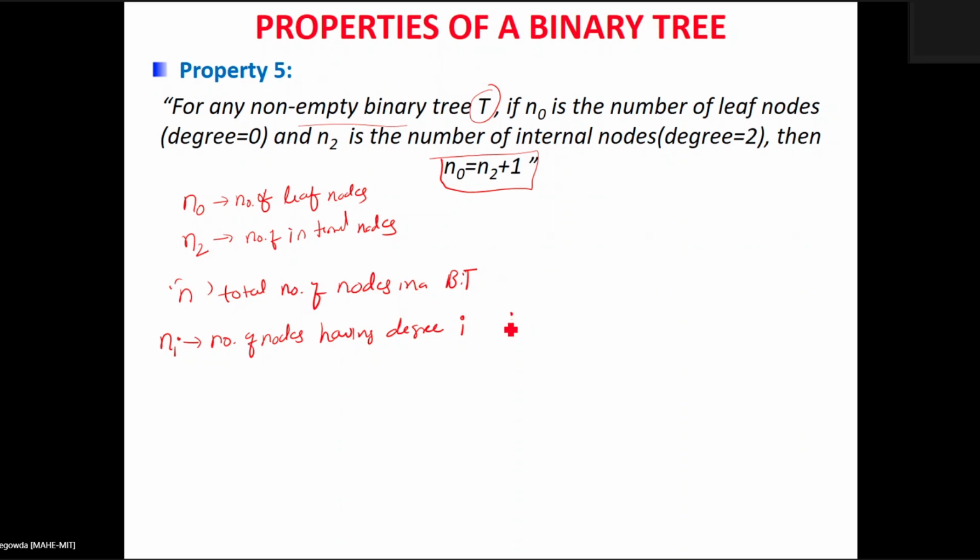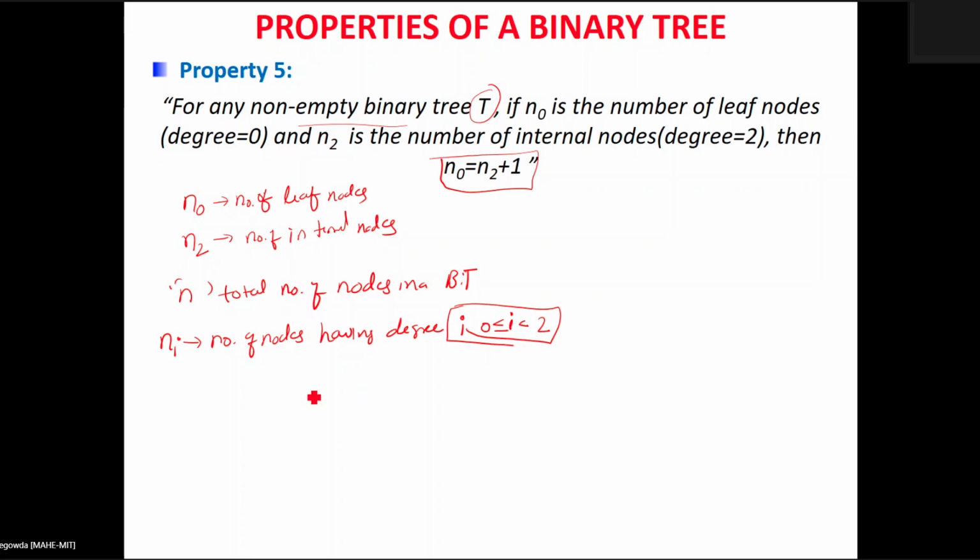In this case, since we are talking about the binary tree, the value of i should be within a range. What should be the range of i? i should be greater than or equal to 0 and less than or equal to 2. This is what we require since we are talking about the binary tree. In a binary tree, at most we can have 2 children, so i should be within this range.